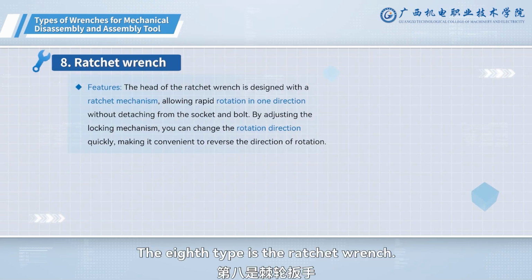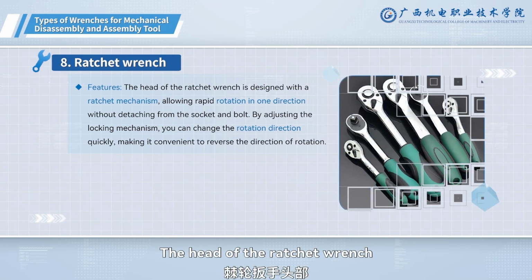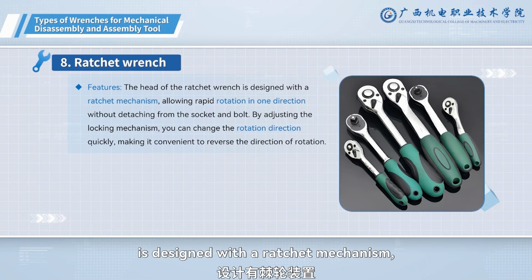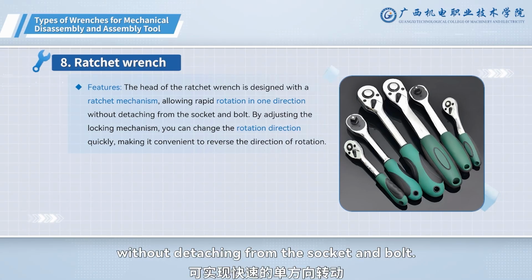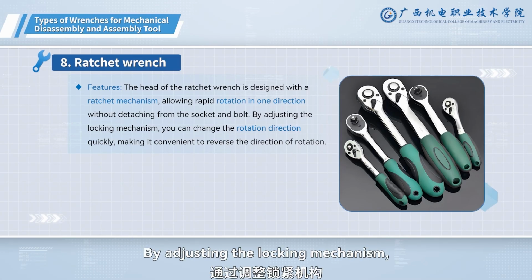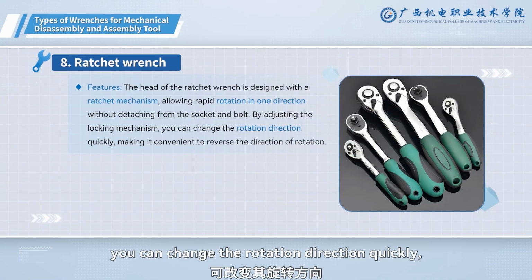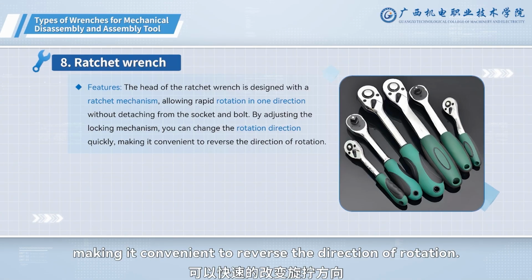The eighth type is the ratchet wrench. The head of the ratchet wrench is designed with a ratchet mechanism, allowing rapid rotation in one direction without detaching from the socket and bolt. By adjusting the locking mechanism, you can change the rotation direction quickly, making it convenient to reverse the direction of rotation.